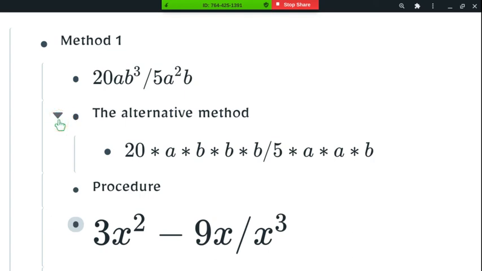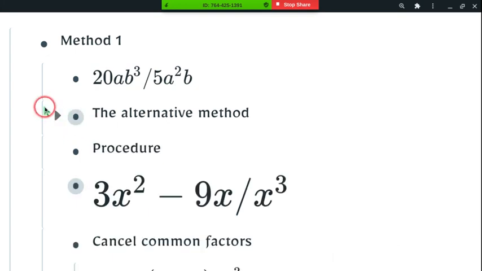So that's the alternative method. If you are comfortable using this method, not a problem. But as we get down the line, I want you to start to go into method 1, because that's what's going to be really assessed. So begin to use this method just to get comfortable with it, where you write out every single time you have a power. That's the alternative method.